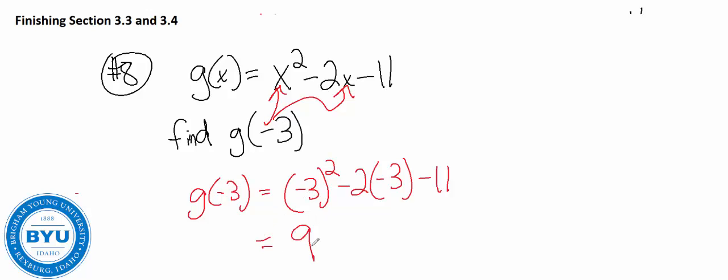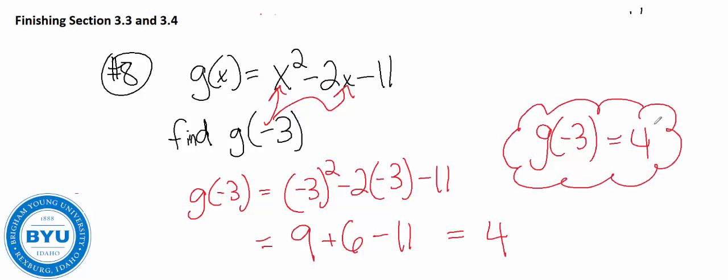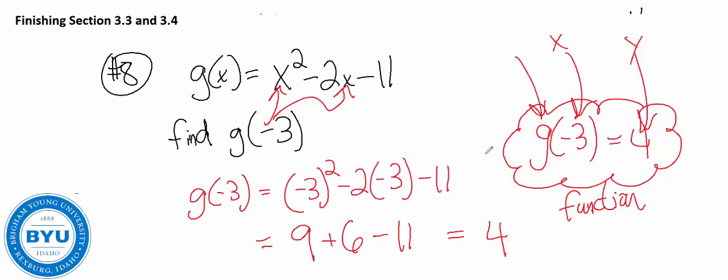Negative 3 squared is 9, and negative 2 times negative 3 is plus 6, minus 11. That's 15 minus 11, which is 4. So g of negative 3 equals 4. That's our answer right there. Basically, that means the function g, when we plugged in negative 3, is equal to 4. That's the x value, and this is the y value. Again, this is function notation, making sure you understand what that means.